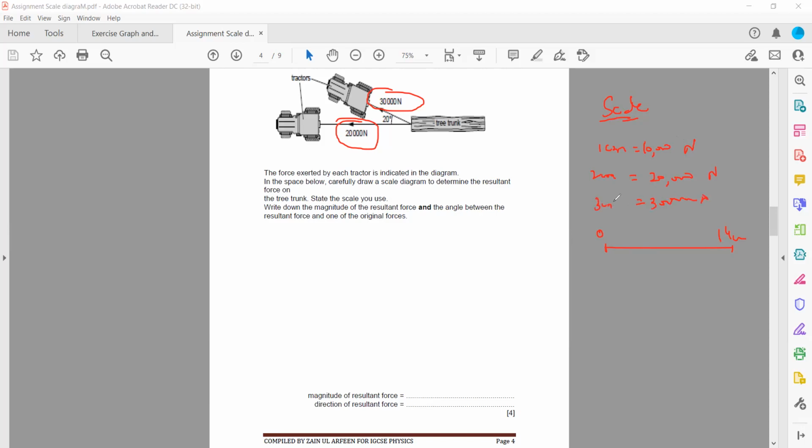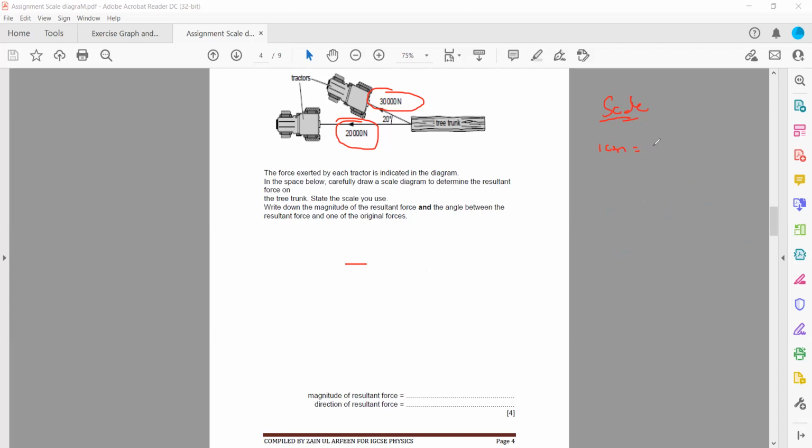But practically, if you check your ruler, 2 centimeter will be too small. You can draw 2 centimeter, but it will be very small. So if I select 500 Newton, it was too big, and if I select 10,000 Newton, the scale value is too small as well.